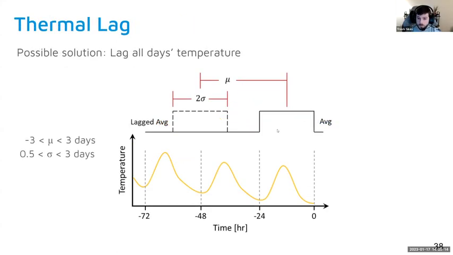Now, the way that we would normally handle this is that we would just average the day of, and that would be the temperature that we assign to a given energy usage. But what we could do is change this, and say, okay, what if there's a lag term, mu, and this lag term is allowed to be -3 or all the way up to 3 days?